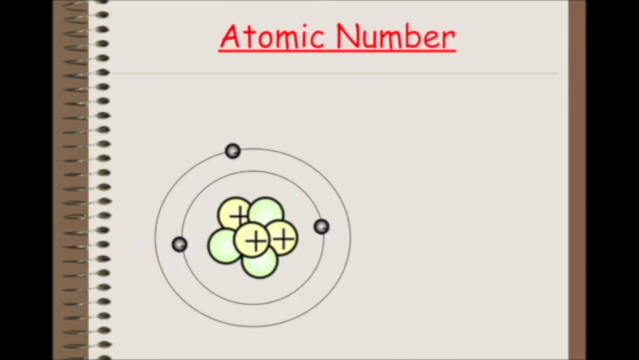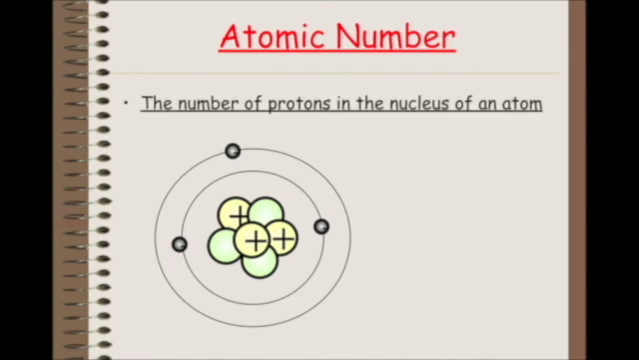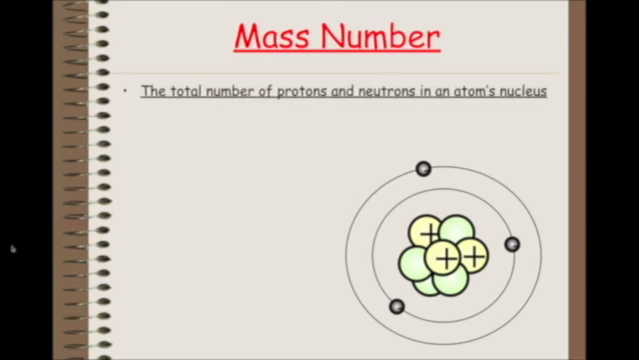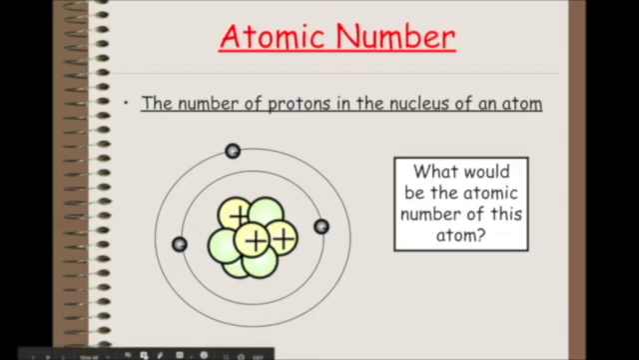Next, atomic number. That is the number of protons in the nucleus of an atom. So what would be the atomic number of this atom? If you look at it, here, go back. Protons are positive, P, proton, P, positive. You have 1, 2, 3 protons. So the atomic number of this would be 3. So make sure you have this stuff on this slide that's underlined and highlighted.